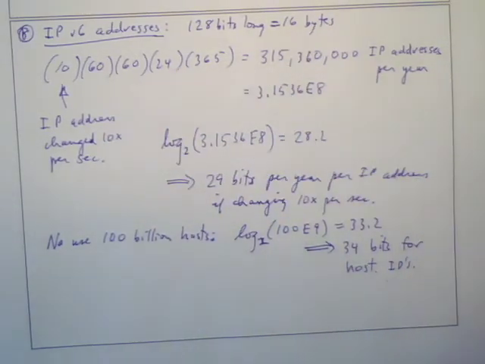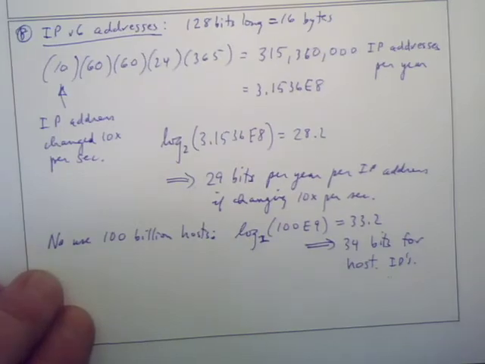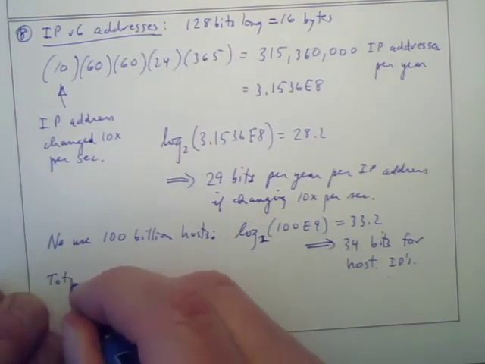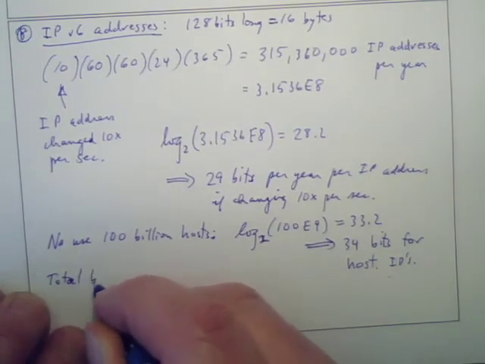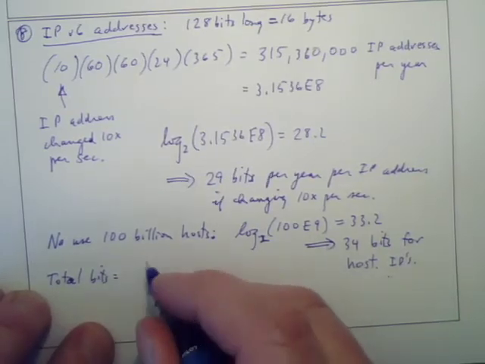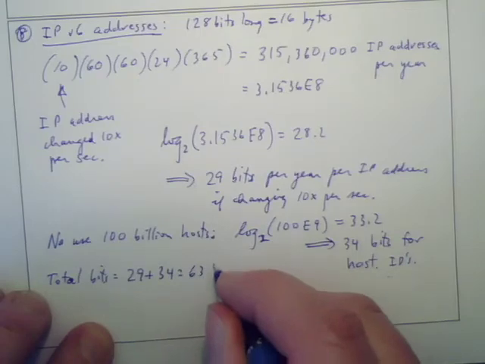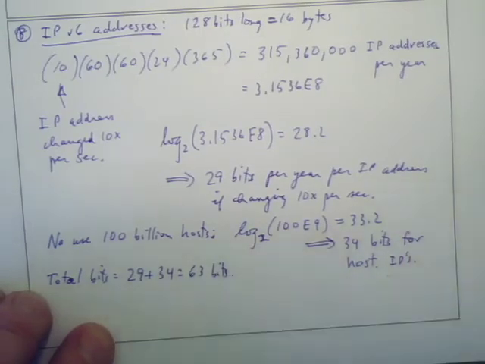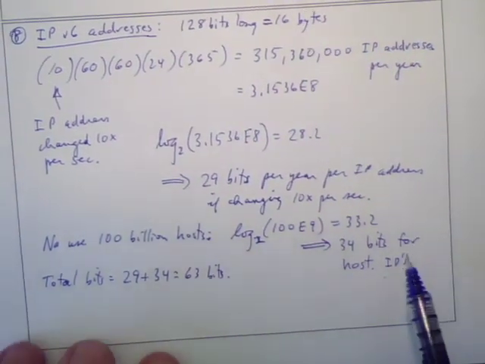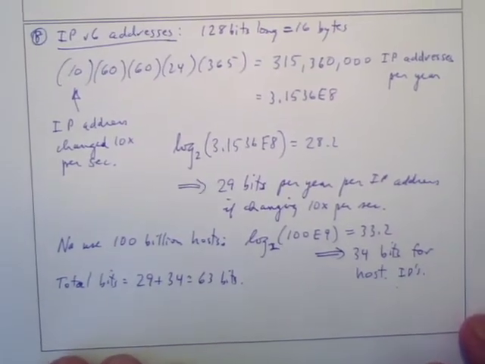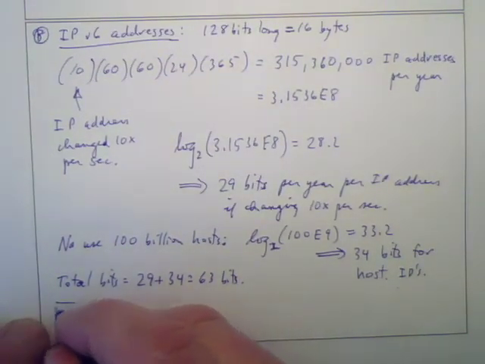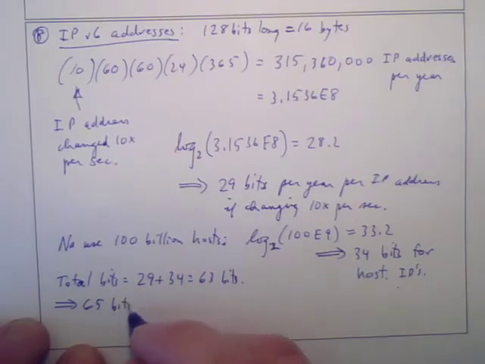Okay, so it takes 34 bits to specify one of 100 billion hosts, 29 bits to allow those IP addresses to change 10 times per second. And finally, so the total number of bits is the 29 plus 34, which is 63 bits. It's just about half of the length of the IPv6 addresses. Okay, and so that implies that we have 65 bits left.